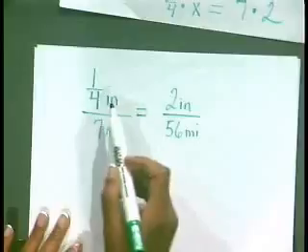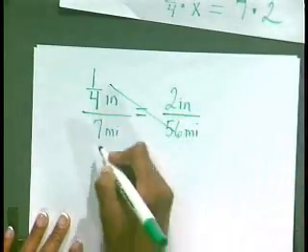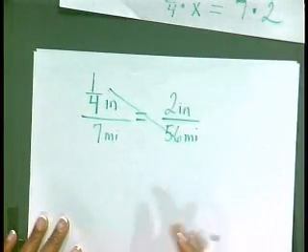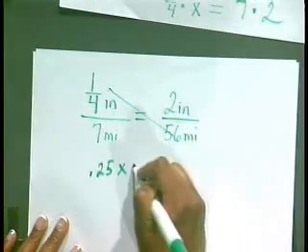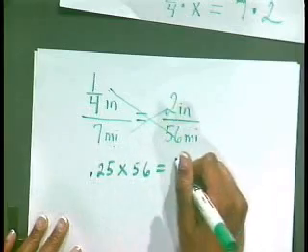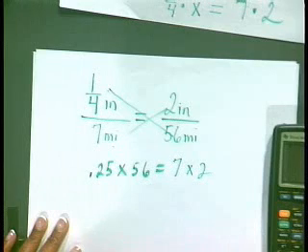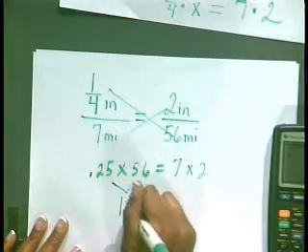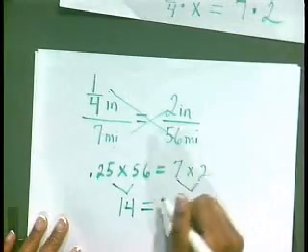So let's try it. Let's cross multiply 1/4 inch times 56. And again, 1/4 was equal to 25 hundredths. So we're going to say 25 hundredths times 56 should be equal to 7 times 2. When we multiply 25 hundredths times 56, we get 14. Bring down the equal sign, and 7 times 2, of course, is 14.